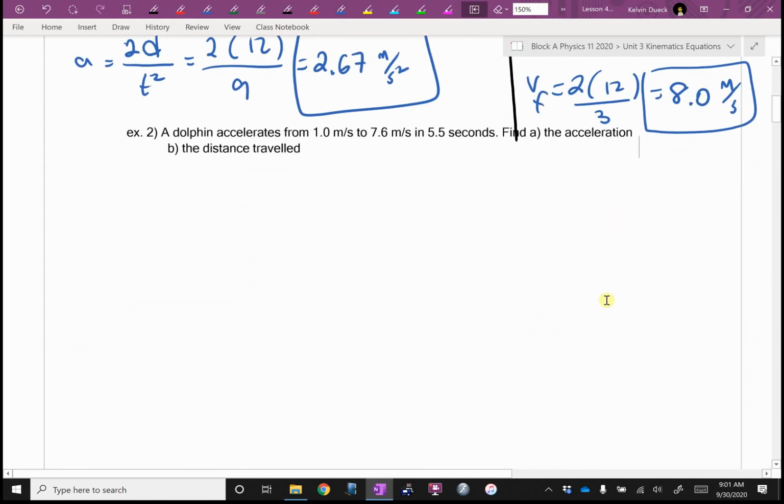All right. Example 2. Let's swim with dolphins. A dolphin accelerates from 1 meter per second to 7.6 meters per second in 5.5 seconds. Find A, the acceleration. Okay. Danvir, I'm coming at you. What's part A you want me to find?